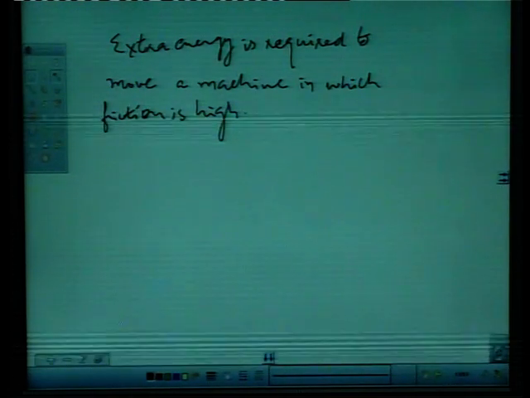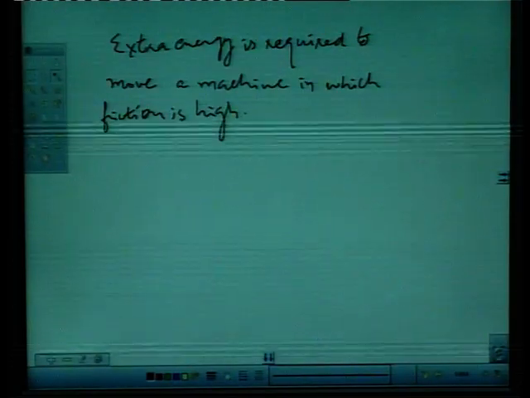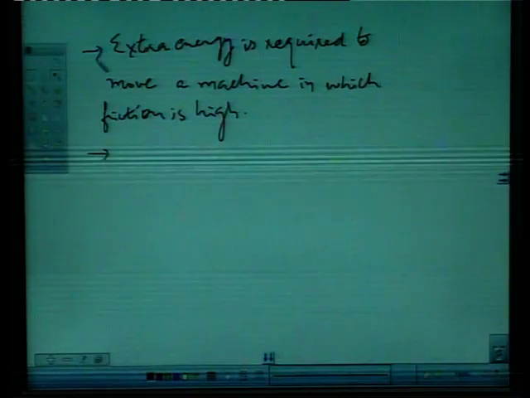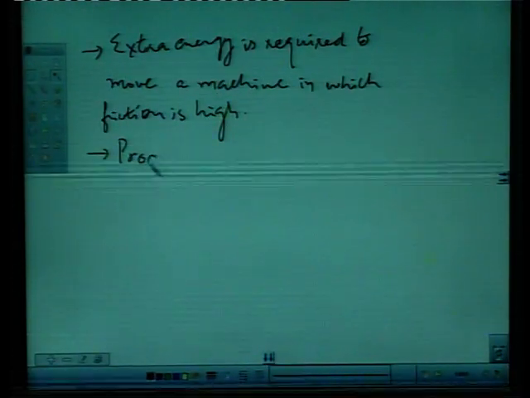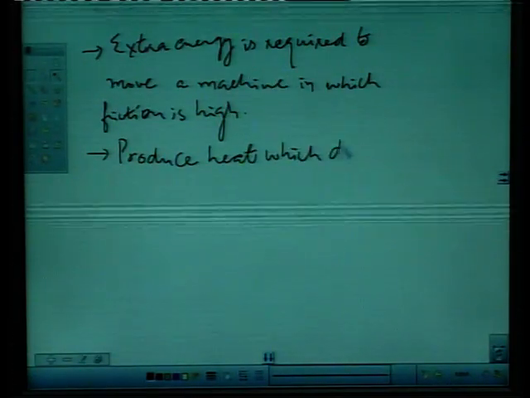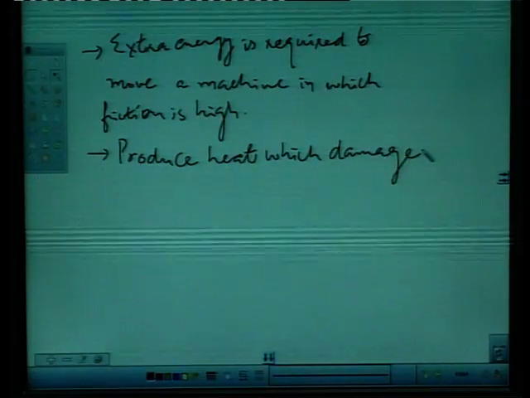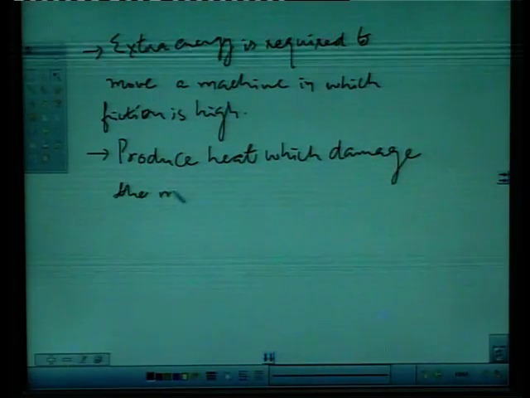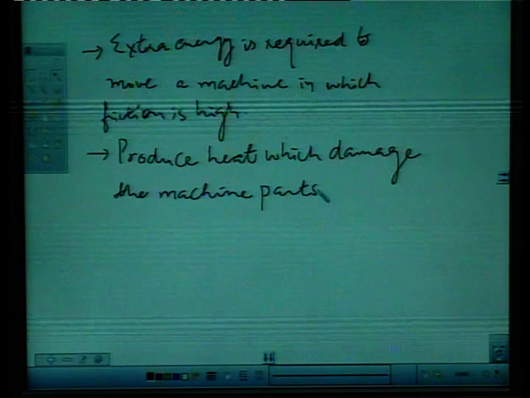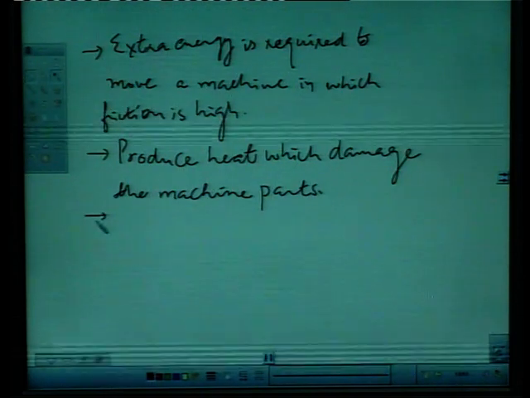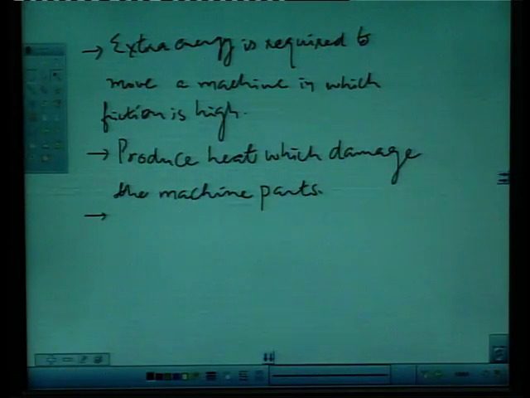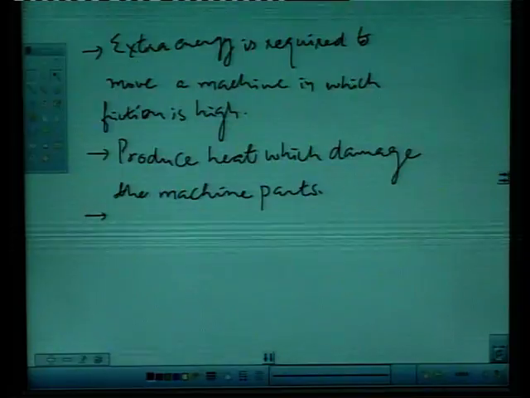The friction produces heat which damages the machine parts, and more energy is required, and friction may damage the machine parts. The friction also damages the machine parts.